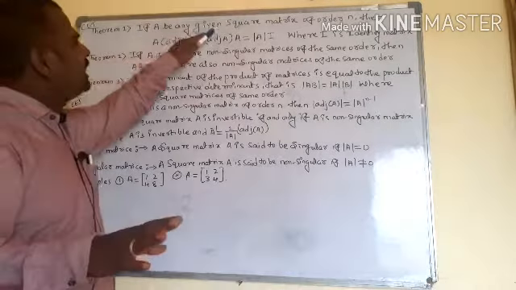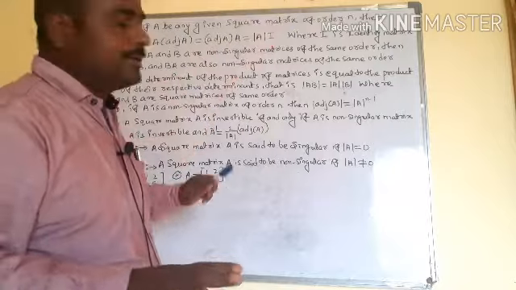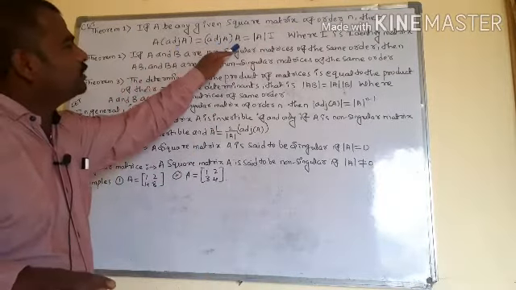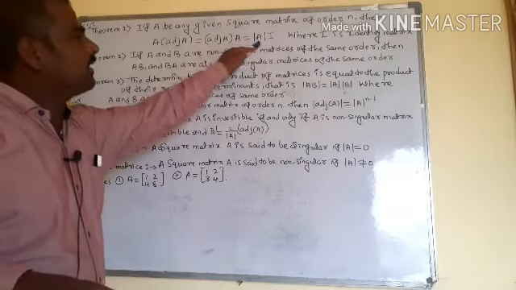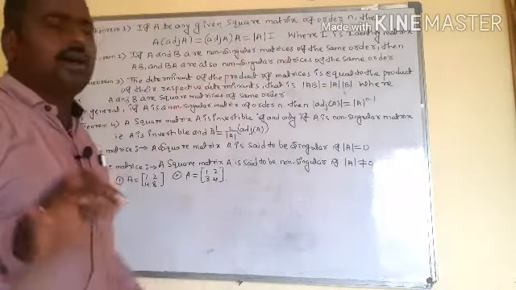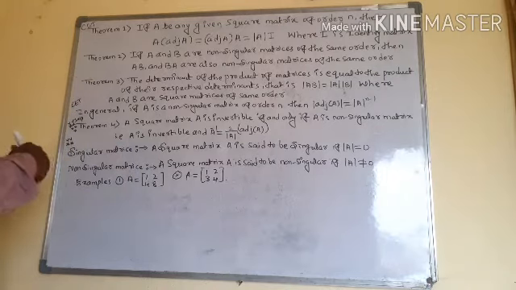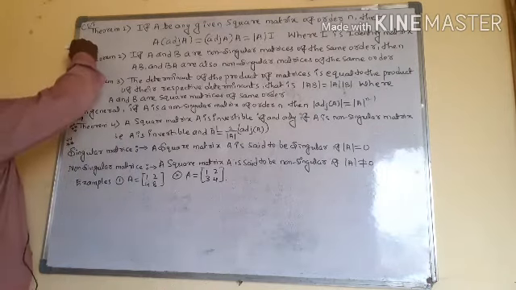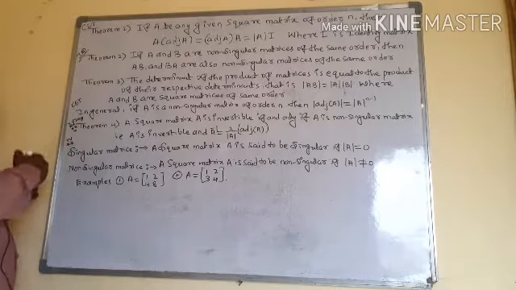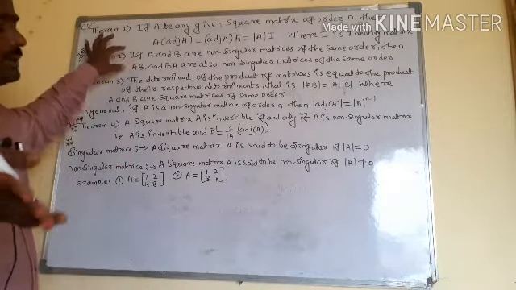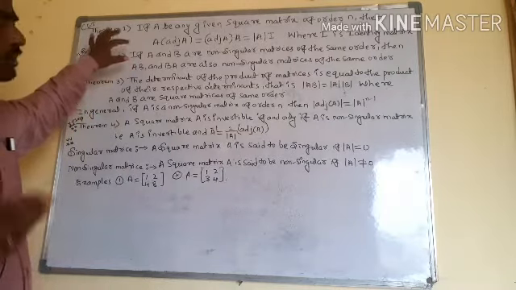If A is any given square matrix of order n, then A into adjoint of A equals determinant of A into I, where I is the identity matrix. The second theorem says that a lot of times in these theorems they are asking to prove. Is there one prove question in your textbook? I will later discuss each and every theorem in front of you.